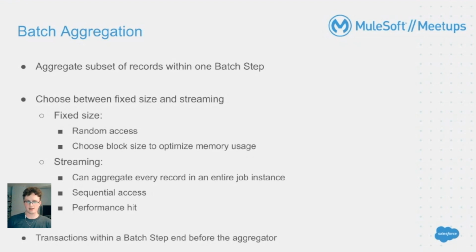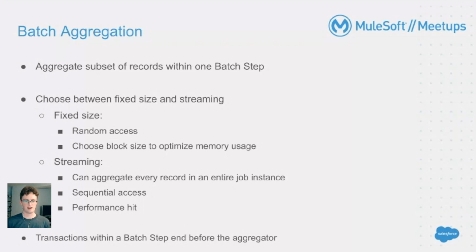The reason for that goes back to the idea that these records are self-contained units. And when they're coming together into this batch aggregator, that's crossing a wall there, and you don't really have access to roll back the things that happened within the batch step. That's something to be aware of.